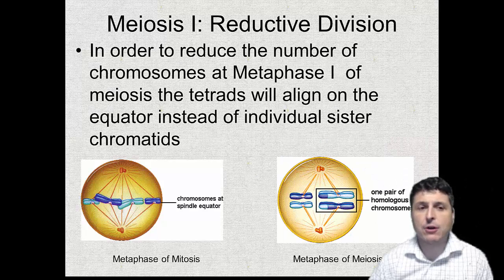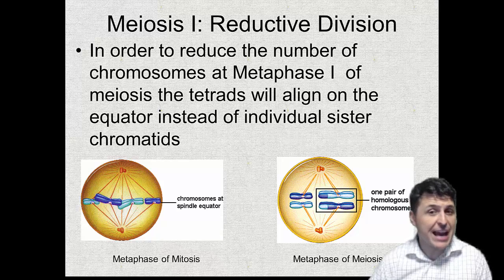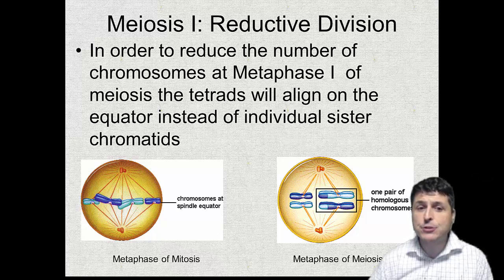Now, after crossing over, the nucleus will have disappeared and our tetrads will attach to our spindle fibers. In this case, the tetrads will be pushed and pulled to the middle of the cell, to the equatorial plate. The reason the tetrads are aligning at the equator during metaphase 1 is to make sure that we're going to be able to reduce the number of chromosomes by half when these tetrads split. So instead of lining up individual sisters like we see in mitosis, the tetrads are aligning at the equator.